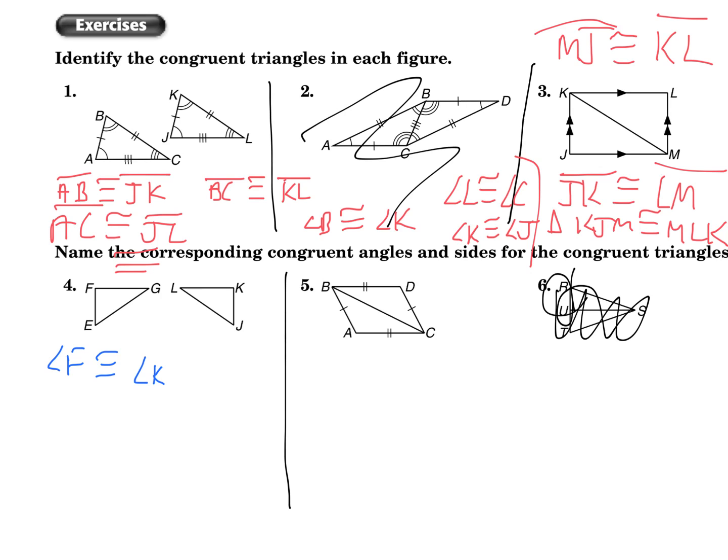Okay, next. Angle E is congruent to angle J, because again, if we flip the triangle over, they would be on top of each other. So next one. Angle G is congruent to angle L, because if we flip the triangle over, they would be on top of each other. And we're actually going to skip number 5.